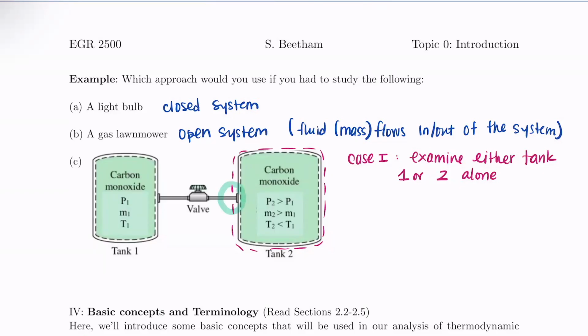here? Is anything leaving or coming in? Maybe? Yeah, so we could have flow coming out. So we should use an open system in this case. Does that make sense?